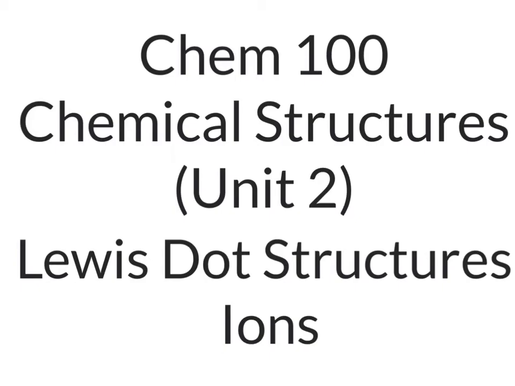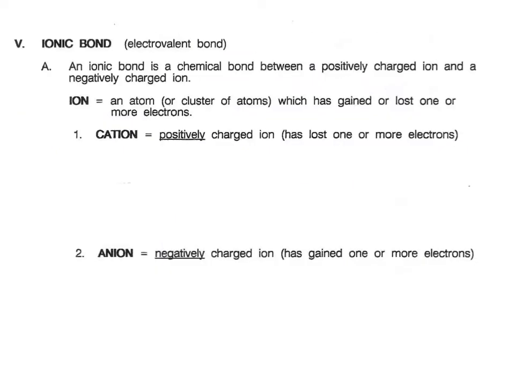So let's continue to work on Lewis dot structures. So far we've done atomic elements, diatomic elements, and covalent compounds. Now we're going to look at how ions and ionic compounds work in the Lewis dot structure form. Now let's see what happens when we have an ionic bond.